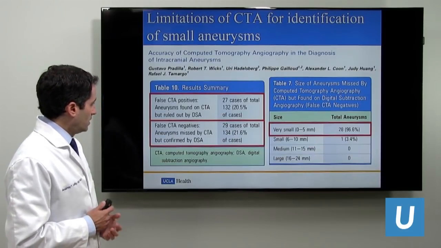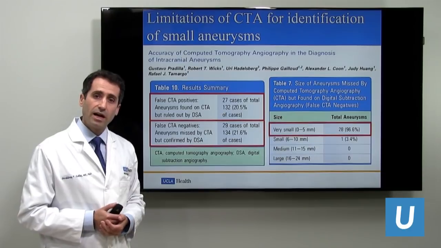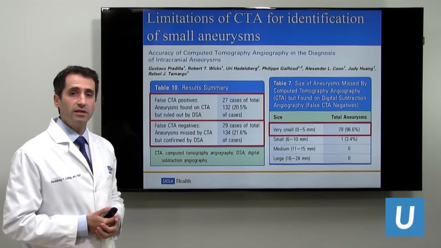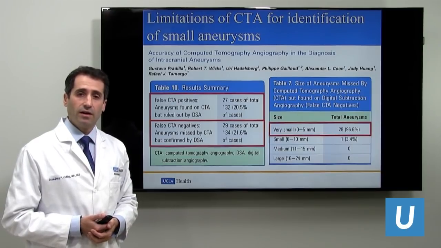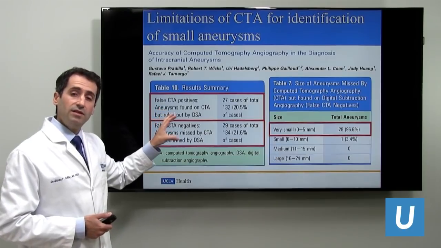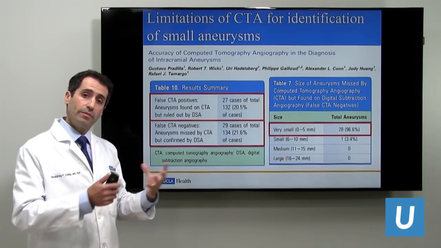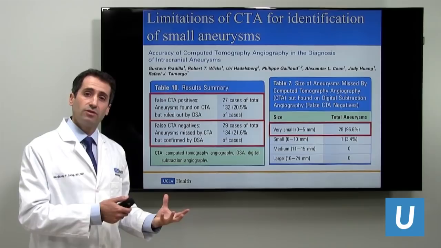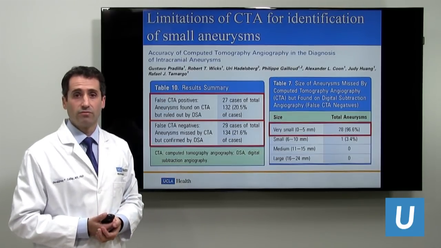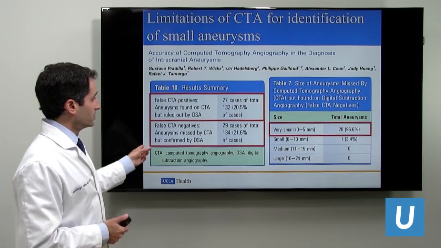Here's a paper that was put out by my colleagues at Johns Hopkins looking at CTAs and how good CTAs are at diagnosing aneurysms. And they found that about 20% of the time, CTAs were wrong, either wrong on the positive side, meaning they saw an aneurysm that didn't exist, or wrong on the negative side, meaning they missed an aneurysm that was really there and found in later studies.